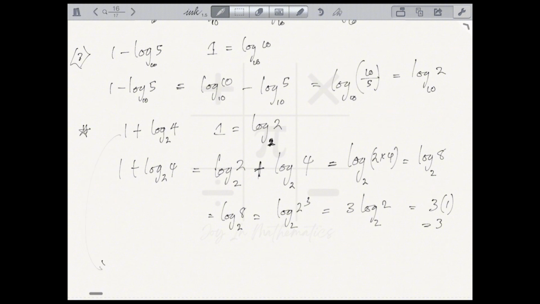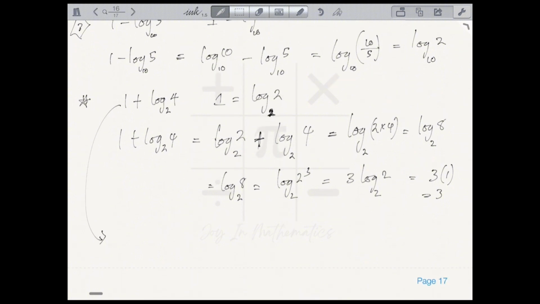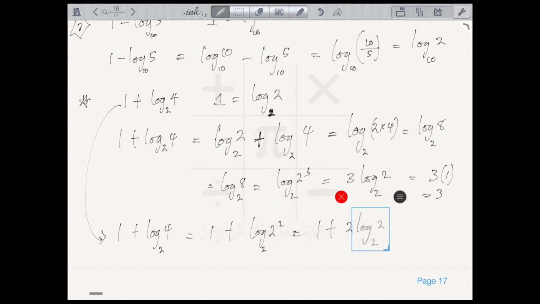Now we can also solve this again in another format. This is 1 plus log 4 to base 2. So this will be 1 plus our log 4 to base 2, which can be written as log 2 raised to the power 2 to base 2, and if you apply the power law to this, it will be 1 plus 2 log 2 to base 2. Now same log, same base, this equals 1, so this will be 1 plus 2 into 1, and that is 3.